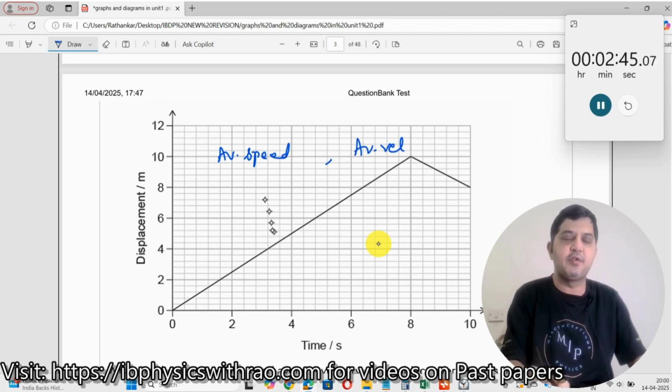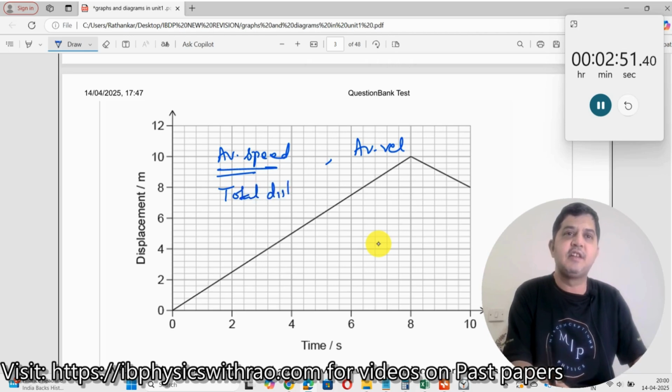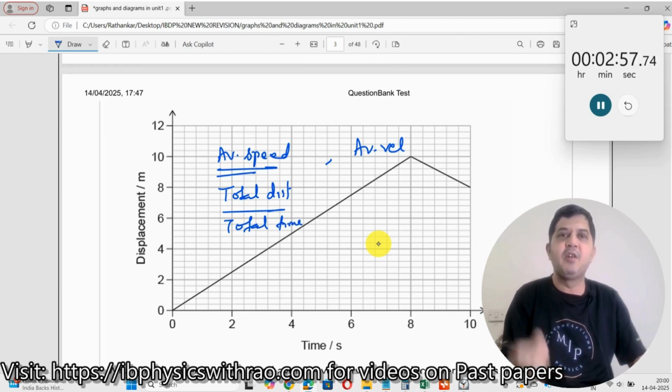So what is it that you should do? Average speed. How do you calculate average speed? It is nothing but total distance divided by total time. Now from here, this is a displacement-time graph. How do you find total distance?